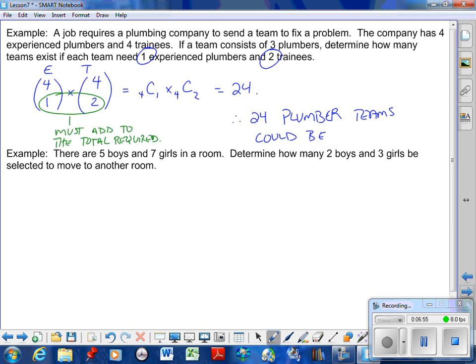Could be created. So these are your upper end questions when it comes to combinations, when you're looking at different ways to arrange particular teams.